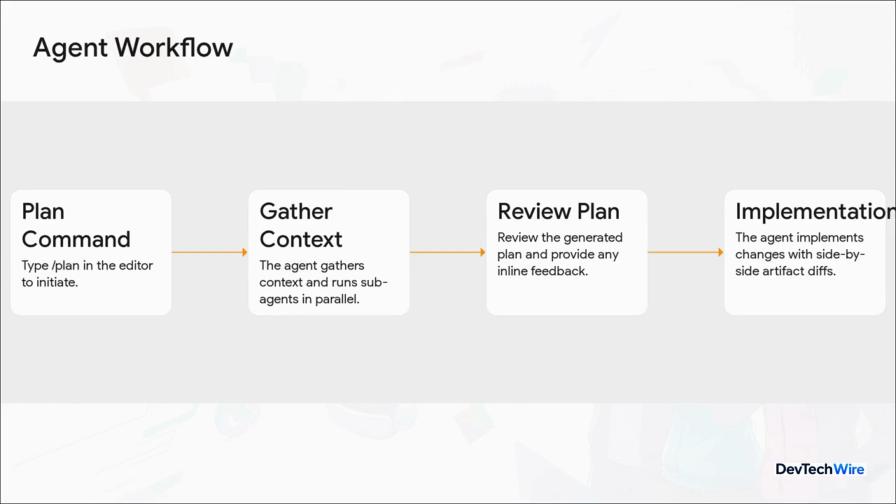One subagent can be verifying dependencies while another drafts the actual logic, all before it touches a single line of your code. You review the proposed plan, give inline feedback, and then it implements the changes. And it does this by giving you a beautiful side-by-side artifact diff showing exactly what is changing. It keeps you firmly in the driver's seat and entirely avoids that dreaded AI black box problem where you're left wondering what the agent just broke in your codebase.